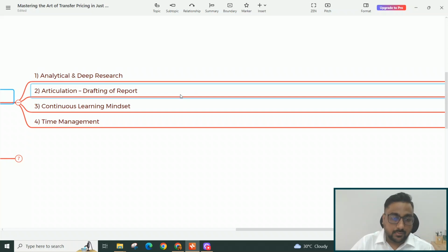Articulation and drafting a report. I would recommend that you start writing articles not on TP only but also on other tax topics, so that once you are done with this entire course, you may also start writing articles on transfer pricing. But start this practice, because in the digital age we require such practice to brand ourselves digitally.